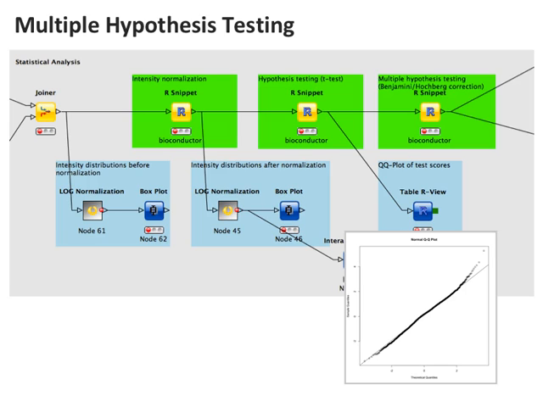We can then do some more statistics. So what we do here is we make use of the embedded R nodes. You see these nodes here that are R snippets. In the first one, we do the intensity normalization. Then we do hypothesis testing, a simple t-test for these two groups, control versus normal.